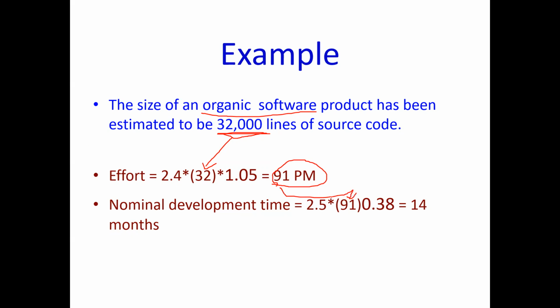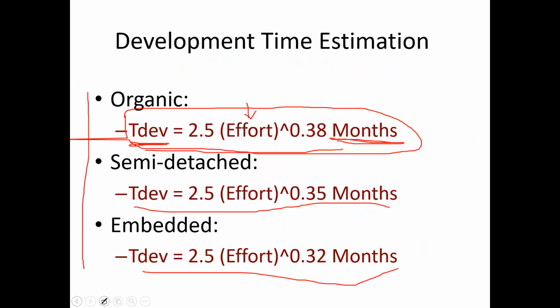This is the input for time for development. Now, what should be your time for development? This should be your formula, because it is organic. If it is semi-detached type, this formula should be used. If it is embedded type software, this formula should be used. So here they have told organic type, so that means time for development is this. Now effort will become here: 2.5 into effort to the power 0.38.